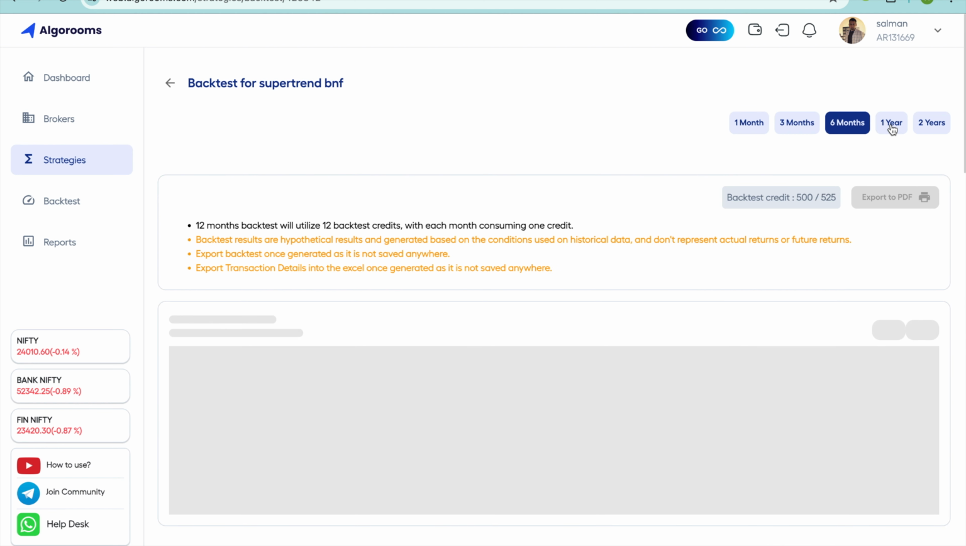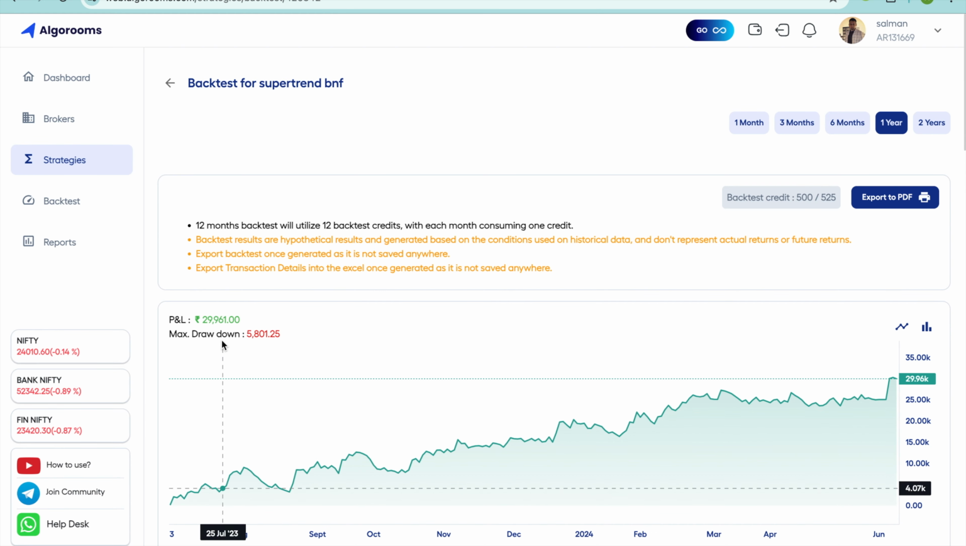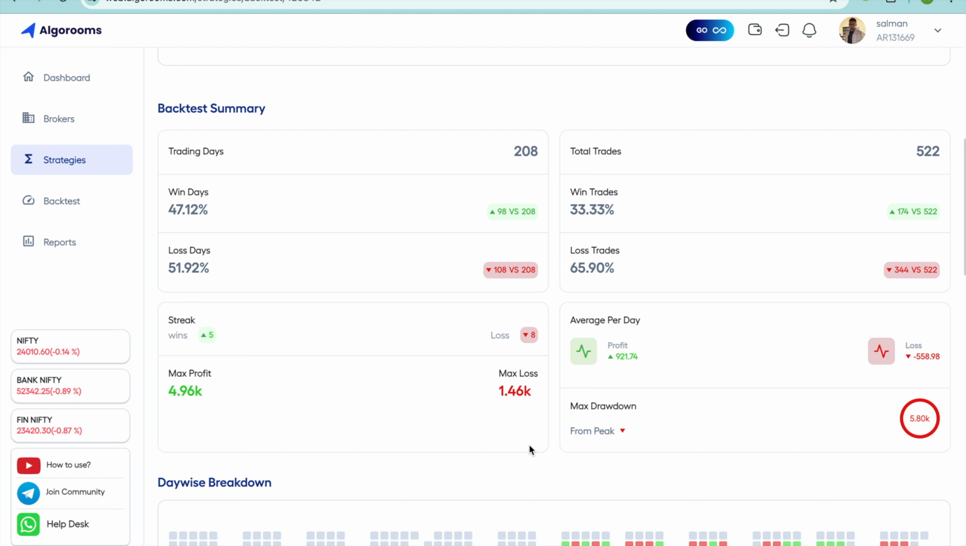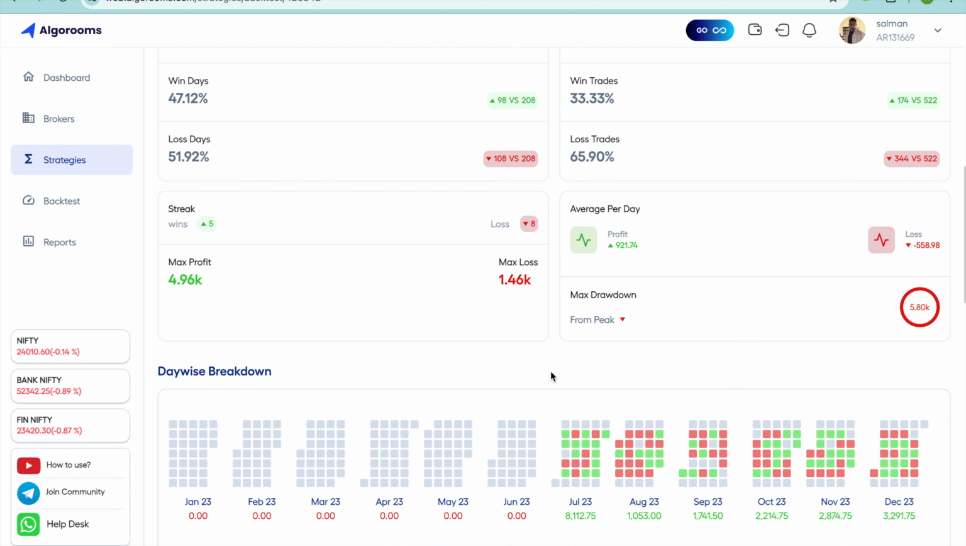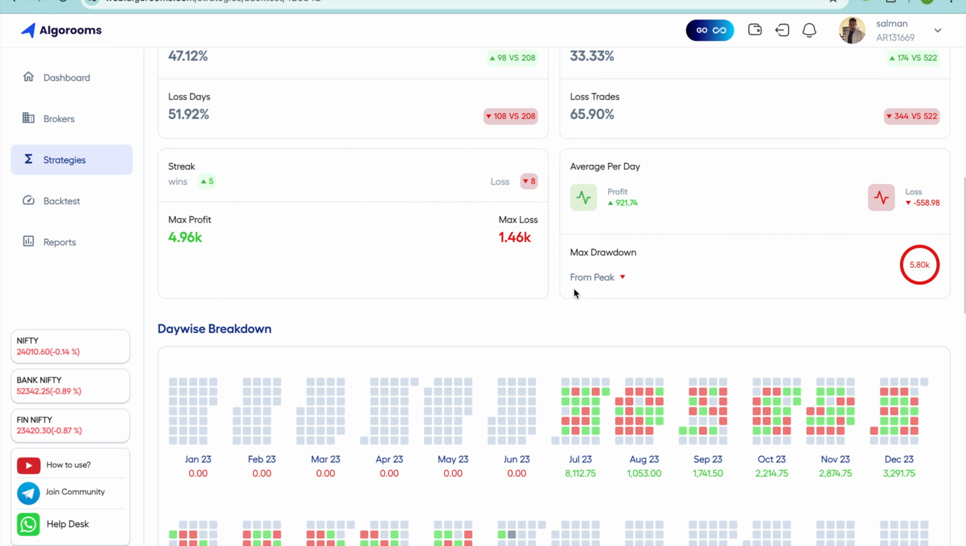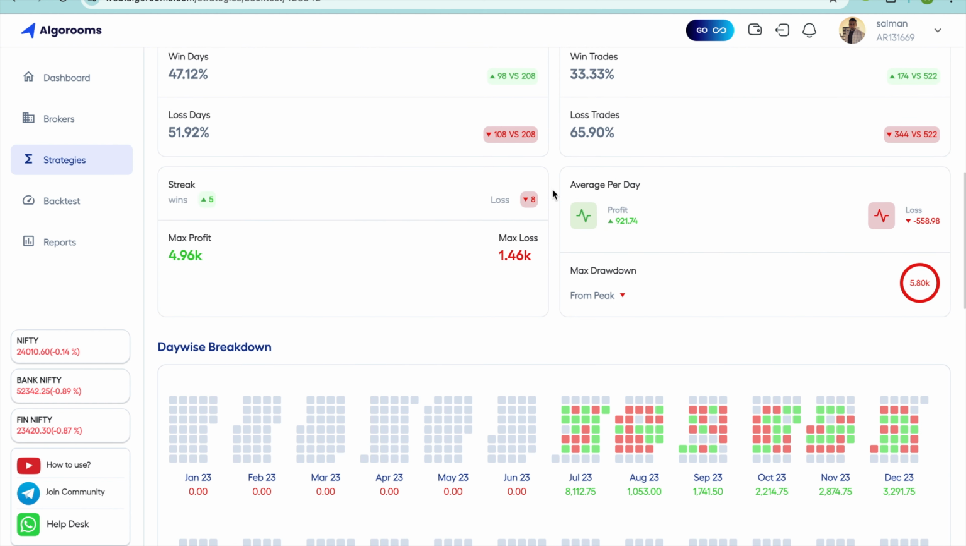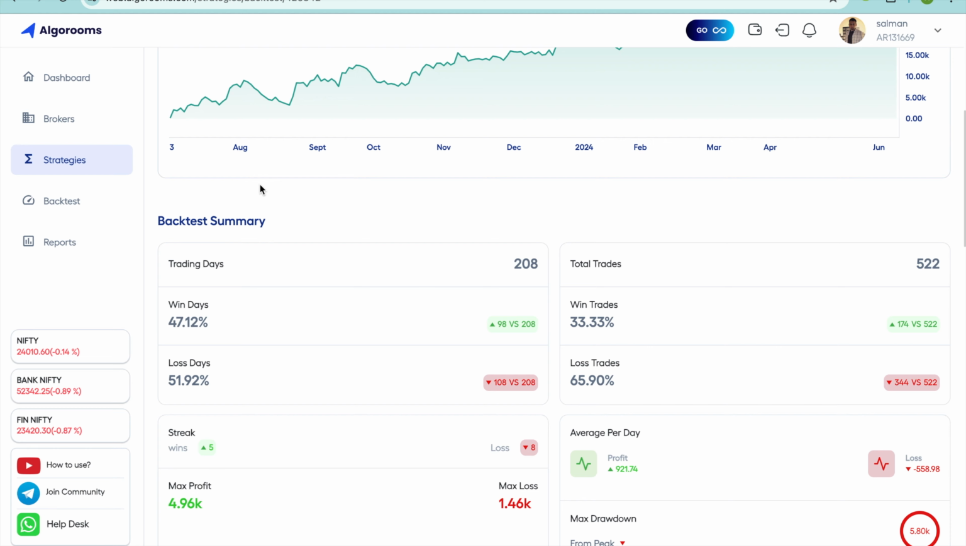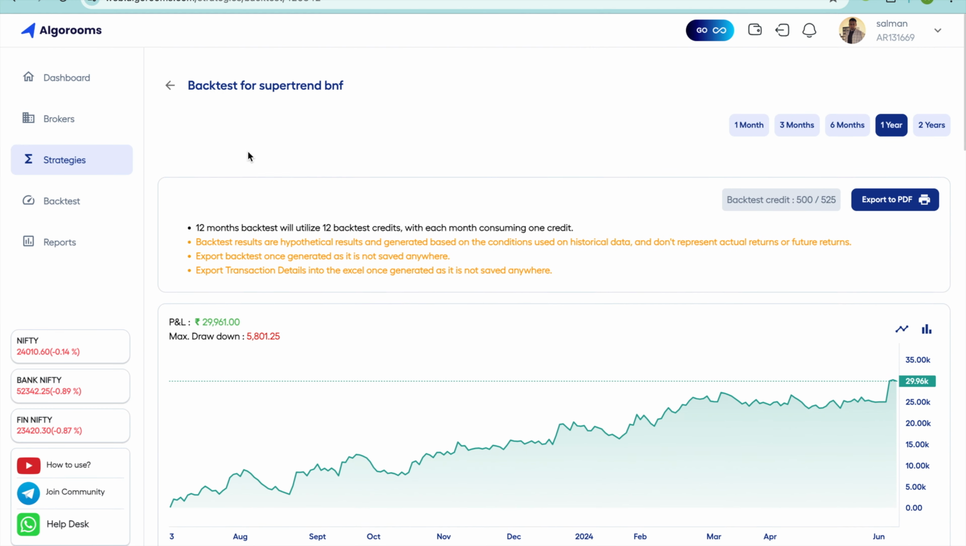Let's go for 6 months first. There was a drawdown initially, so let's go for 1 year completely. The backtest is a little bit slow. Here you can see we have increased the profit from 28 to 29,000, and the max drawdown has come to 5,800. It was 6,000 earlier. Unfortunately the loss streak has increased. There are more losing days, so we need to fix this as well. The average loss has come down, but the losing days are very fast, so our stop loss is hitting quite often. Let's see if we can fix that.